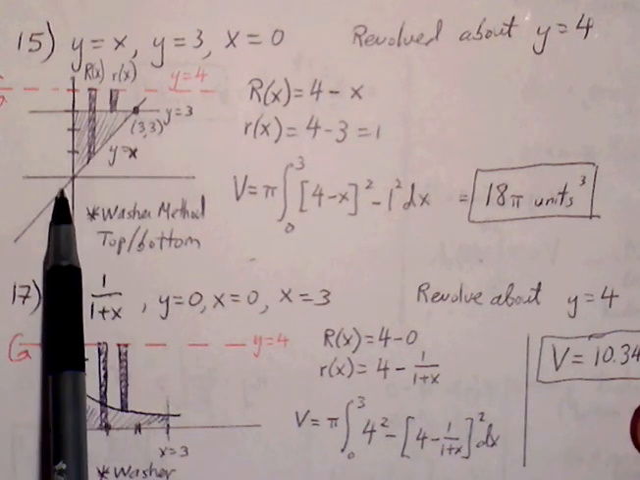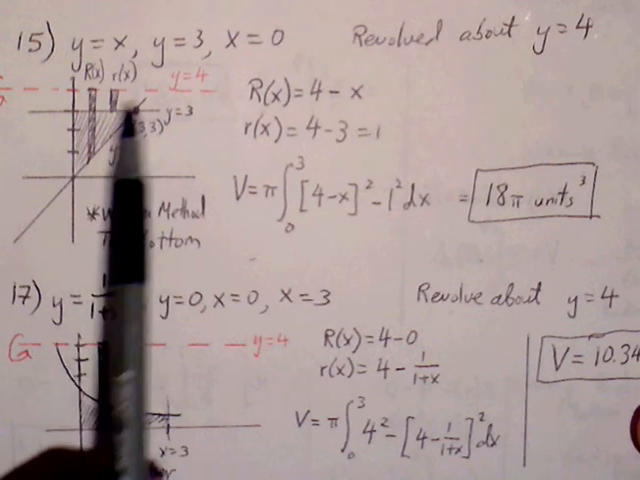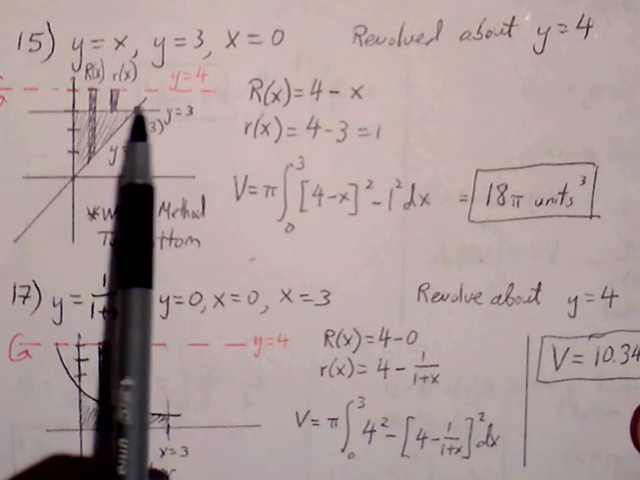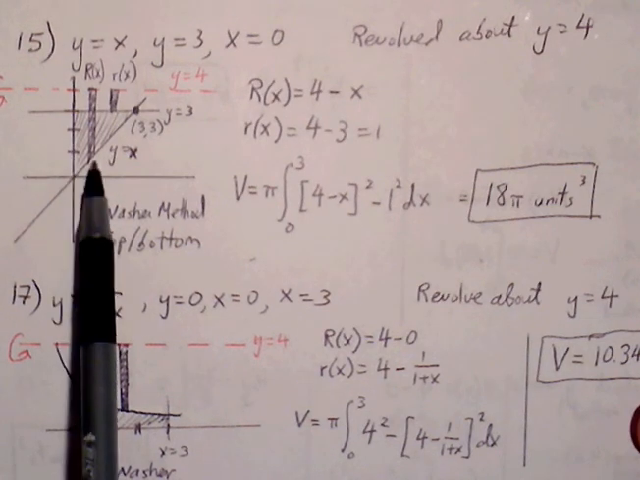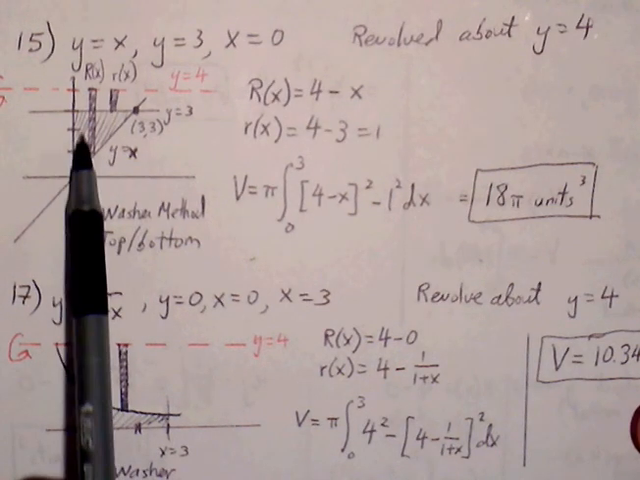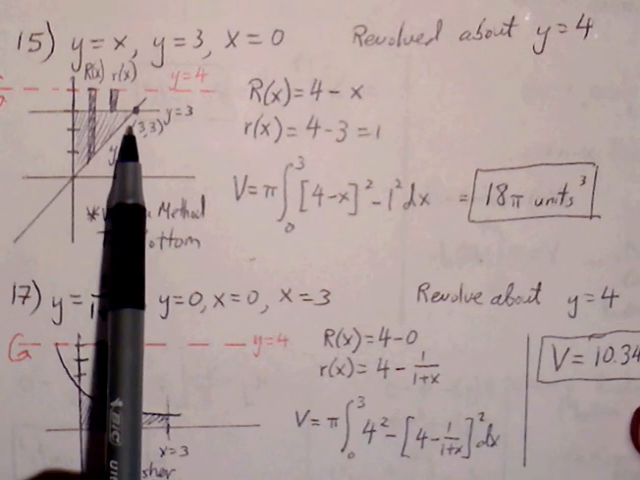So y equals x, this is a diagonal line, positive slope. y equals 3, horizontal line. x equals 0, this is the y-axis. And we shade this region here. We're going to create a triangle shape.